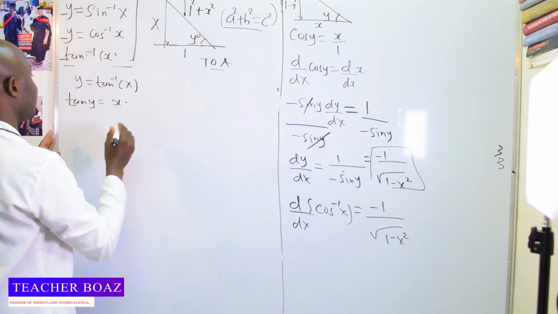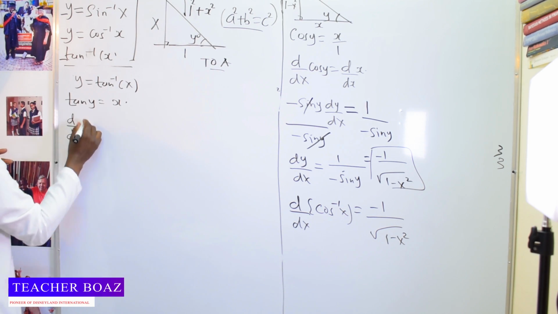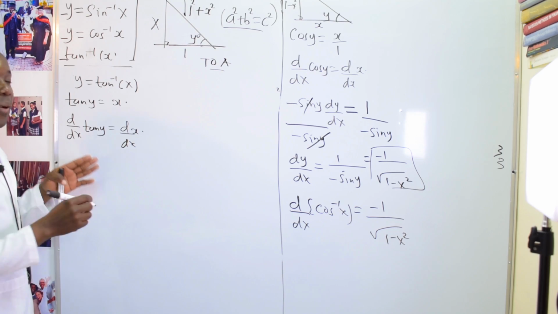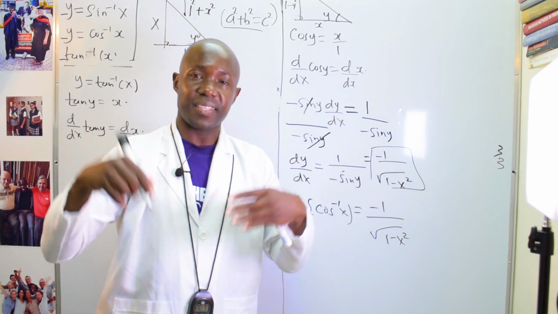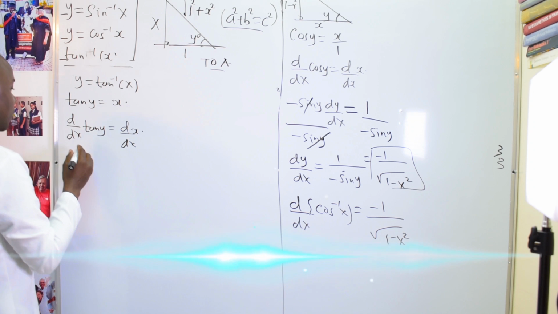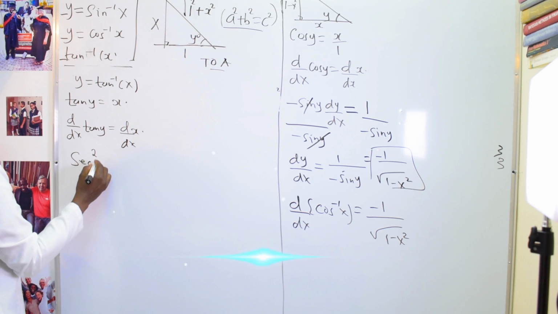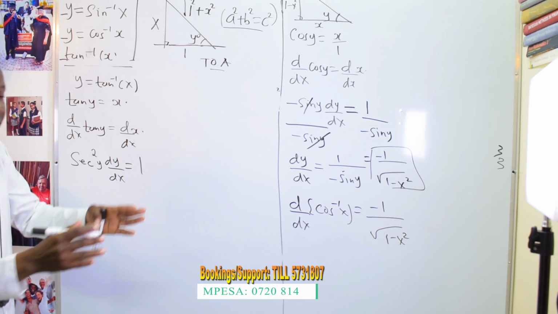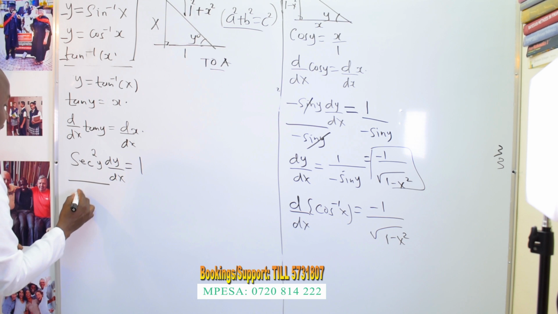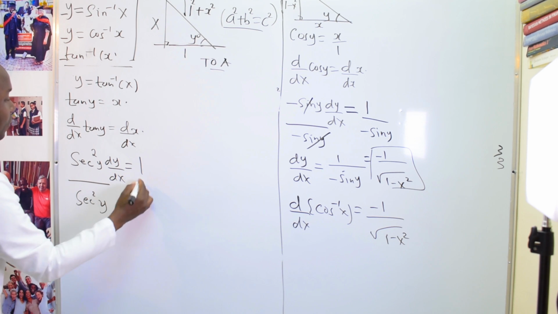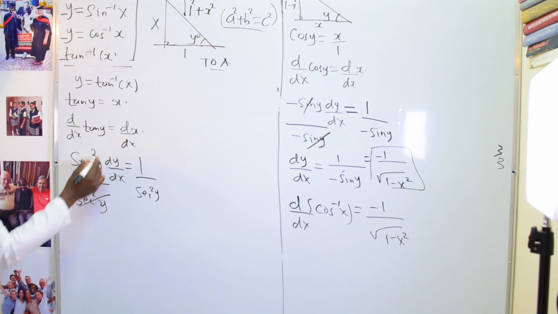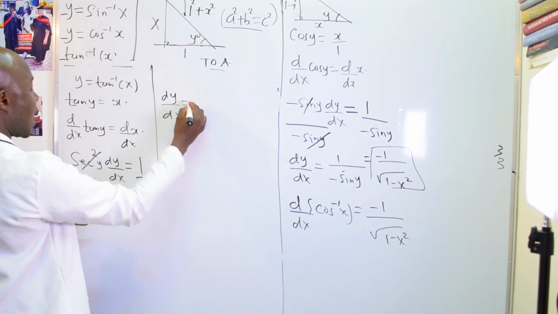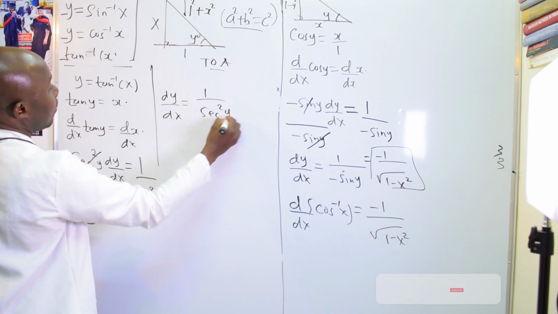Then coming here, we take the d/dx of the tan of y becoming the d/dx of x. But remember, when you differentiated a tangent, we got the sec squared of that value. So we are going to get the sec squared y dy by dx becoming 1, because this derivative provides 1. Then you divide both sides by sec squared y. The sec squared y will go. Allow me to transfer it here. So our dy by dx becomes 1 over sec squared y.